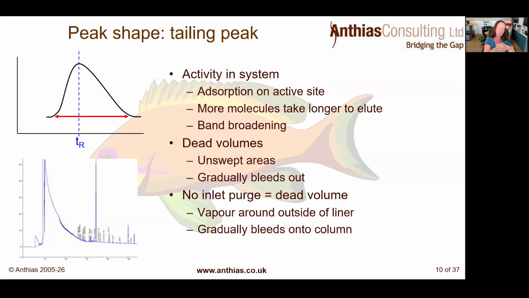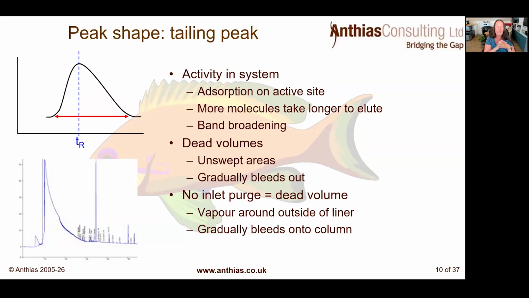That means that the majority of our sample is going to be solvent. So what we do then is we open up the split exit, it flushes the outside of the liner out of the split exit, and we then get good peak shapes. Now, the chromatogram bottom left is actually a real chromatogram I had from a customer a number of years ago, and they've given me permission to use it.